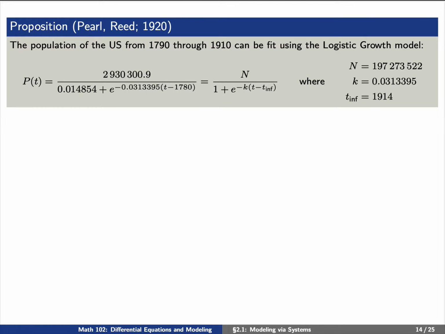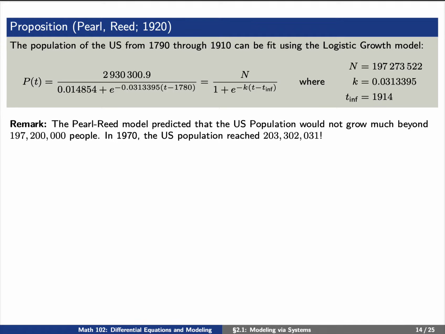In fact, they wrote a paper in 1920 stating that the population of the United States from 1790 through 1910 can be fit using the logistic growth model. And in fact, in their paper, they did write out some of the numbers that you see here on your screen. Notice that they thought that the inflection point is 1914, which meant, since they wrote the paper in 1920, they thought that the rate of change of growth for the United States was slowing down. In fact, they really went on to say that the US population would not grow much beyond about 197 million people.